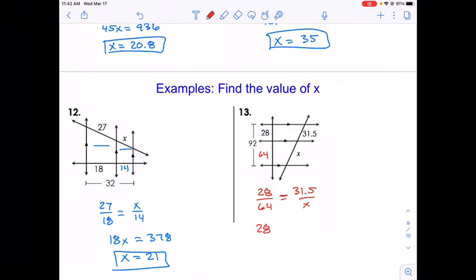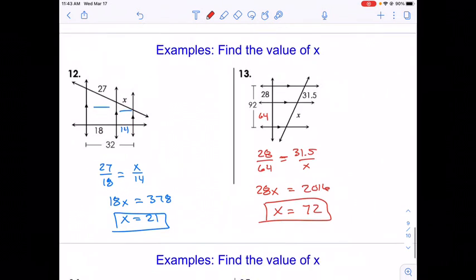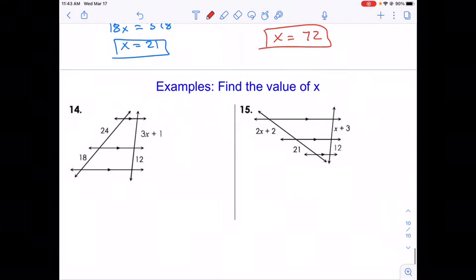So sometimes it's easier just to let the picture dictate how we set these up. So 28 times x is equal to 64 times 31.5, and that's going to be 2016. Divide by 28, and that's going to give us that x is equal to 72. All right. Why don't you guys try number 14 and 15 again and come back and check your answers when you're done.